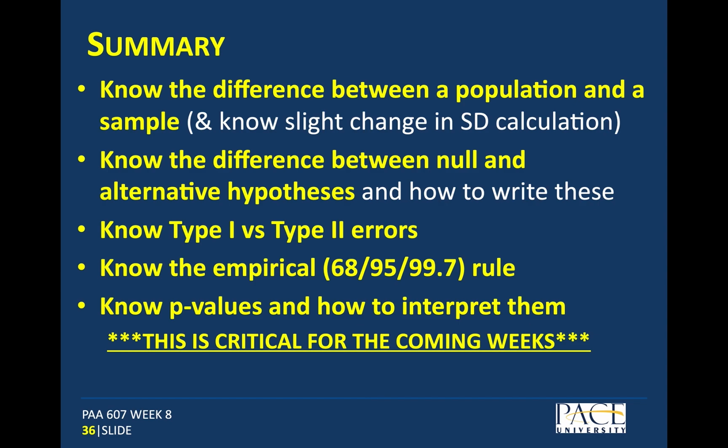All right, so let's sum things up. One thing I'd like you to do is to know the difference between a population and a sample, and know that there's a slight change in standard deviation calculation, not a lot. I'd like you to know the difference between null and alternative hypotheses and how to write them. You're going to get some practice during your homework. I'd like you to know what type 1 and type 2 errors are. I'd like you to know the empirical rule, the 68, 95, 99.7 rule. And I would like you to know p-values and how to interpret them. Again, I cannot stress this enough. Knowing p-values is critical for the coming week. So please make sure you understand this.